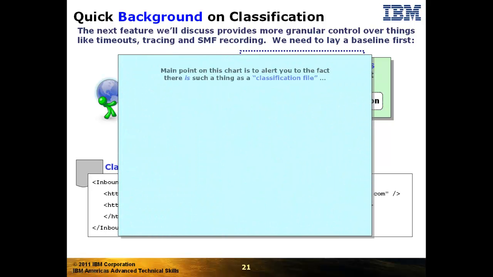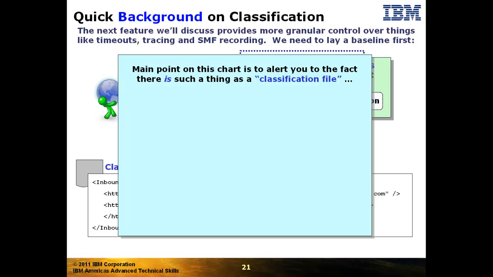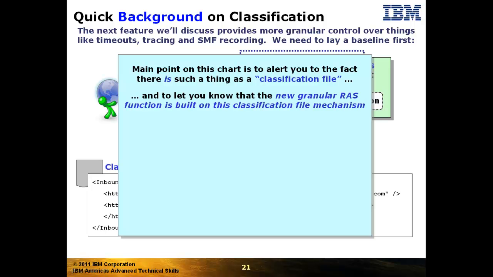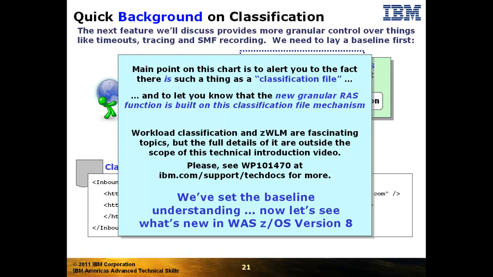What we really needed to do was remind you of this classification file as a way of setting the stage to introduce the new granular reliability, availability, and serviceability, or RAS for short, function in WASZOS version 8. We're not looking to gloss over WLM classification and resource management. It's a fascinating topic and explored in the WP101740 Tech Doc. It's just that it's outside the scope of this video. Okay, now we're ready to introduce the new function in WASZOS version 8.